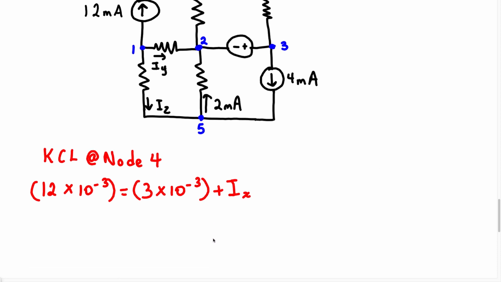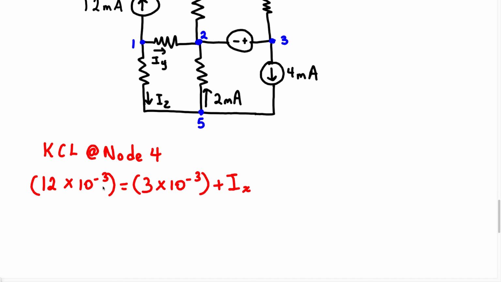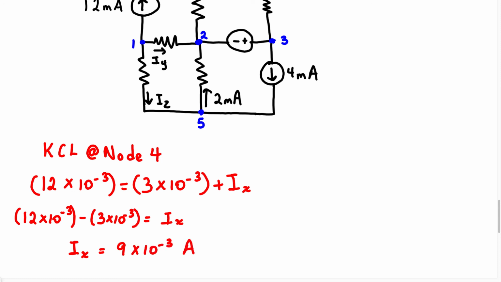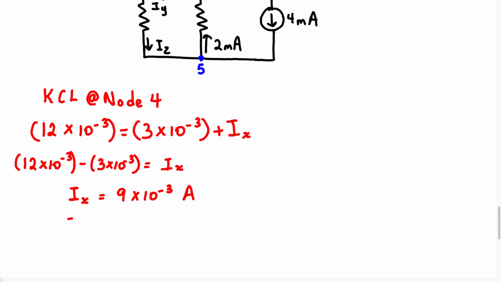Now when we look at this, we can say, well, we can find I sub x because we only have one unknown. Therefore, we can take this over to the other side. That's going to give us 12 times 10 to the minus 3 minus 3 times 10 to the minus 3 equals I sub x. Therefore, Ix equals 9 times 10 to the minus 3 amps, which we know we can write as Ix equals 9 milliamps. So this is going to be our answer for I sub x.